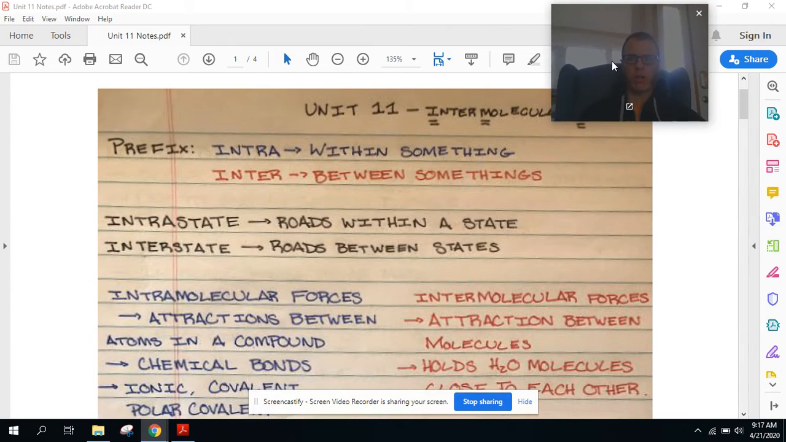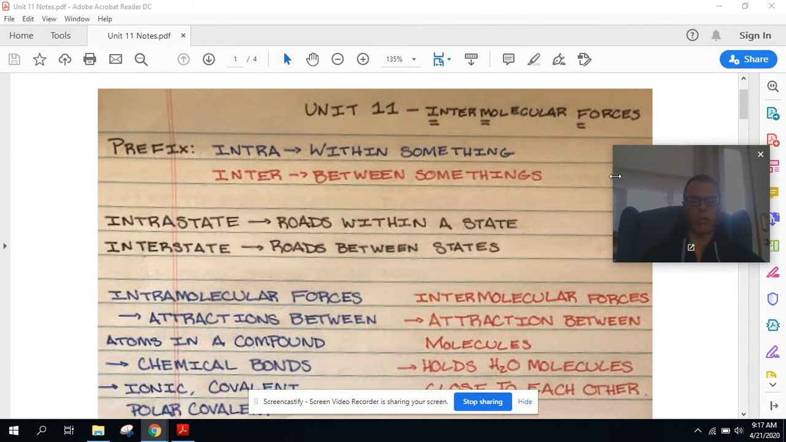Hey guys, what's up? We are going to start now intermolecular forces. That's unit 11. And so, prefix here. Let's look at our prefix right there.